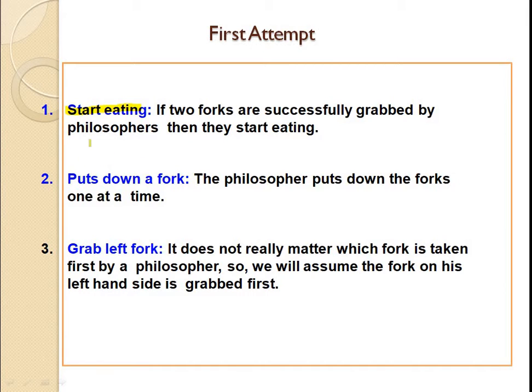The second option is to put down the forks. After eating is over, the philosopher puts down the forks, one at a time. It does not really matter which fork is taken by the philosopher. There is no rule that he will collect the left fork first or the right fork first, but we assume the fork on his left side will be grabbed first.